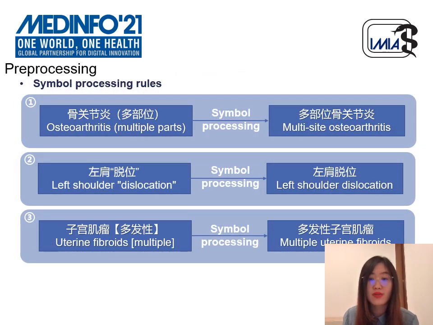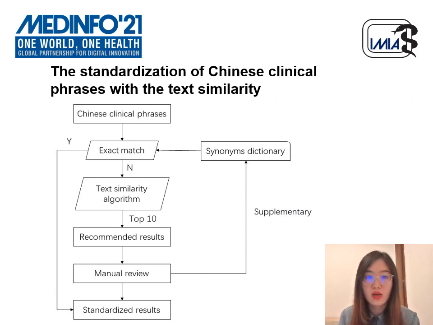The symbol processing rules were developed to quickly handle different symbols. Some examples of symbol processing were shown. The second part of the method is the text similarity algorithm. The standardization of Chinese clinical data with the text similarity was shown. There are 5 text similarity algorithms used in the tool.